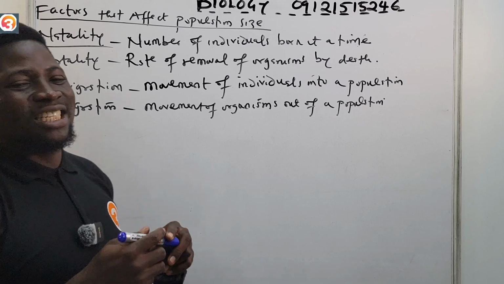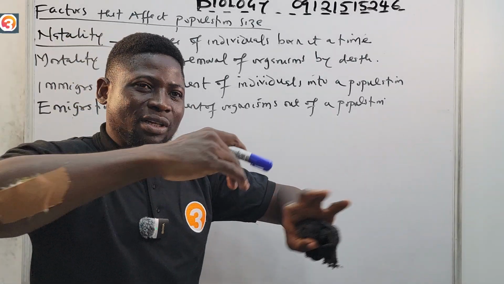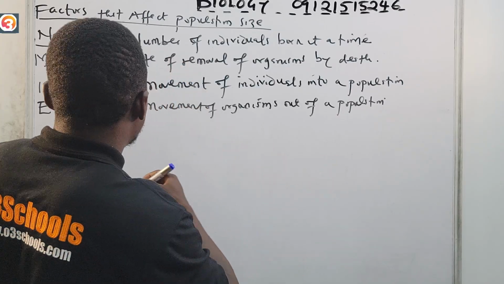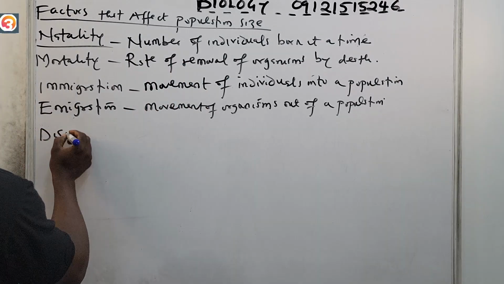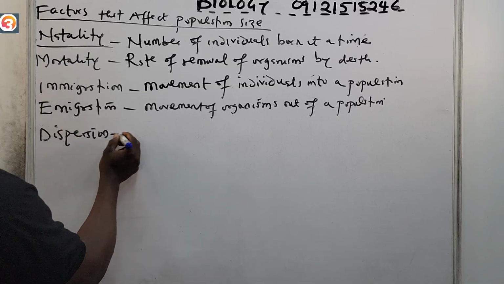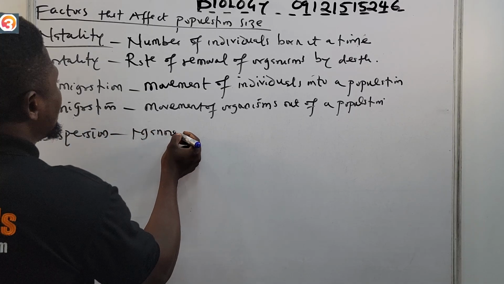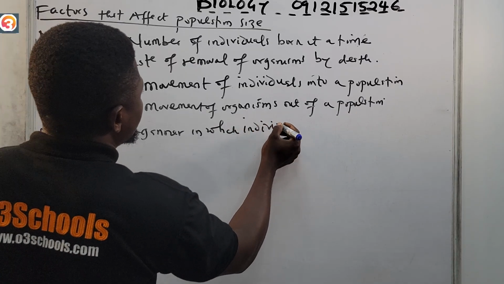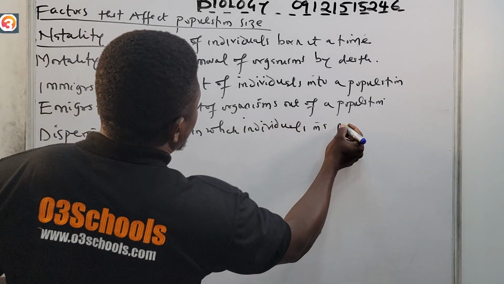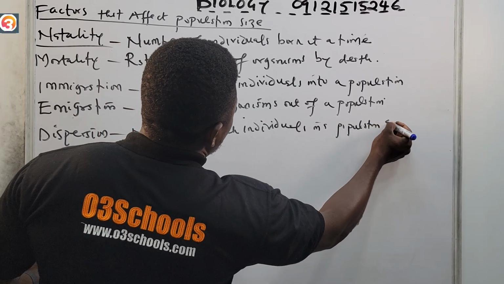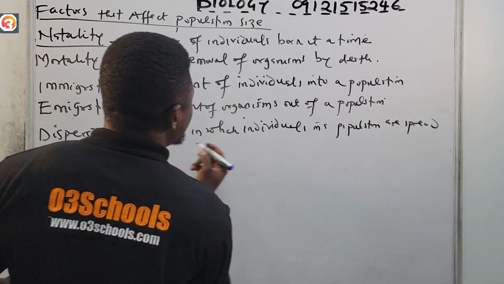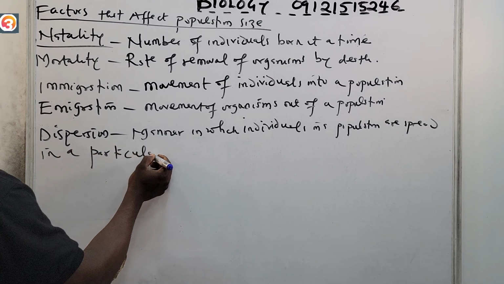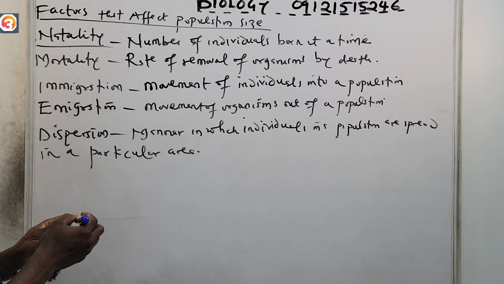Okay, they also have another term that we call dispersion. Dispersion is how organisms are dispersed in a particular area. It's the manner in which individuals in a population are spread in a particular area.